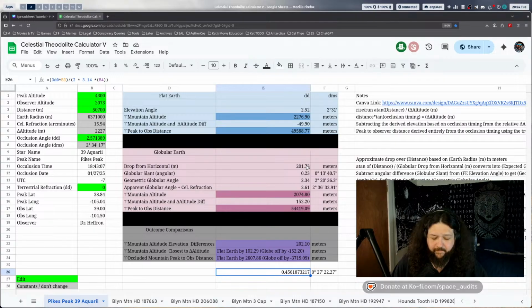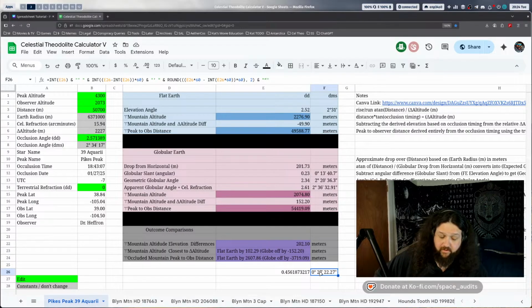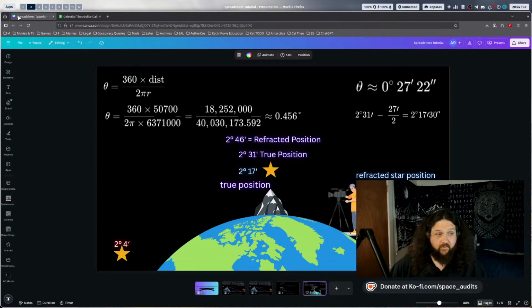But anyway, what I'm adding here is you just take 360 times the distance divided by 2 times pi times the radius of Earth, right? And that comes out to an angle, and we get 0.45618732717. Convert that to degrees, minutes, seconds, and it comes out to 27 arc minutes. What you can do with that 27 arc minutes, following what we just did there in the spreadsheet, is what I'm going to add to it.